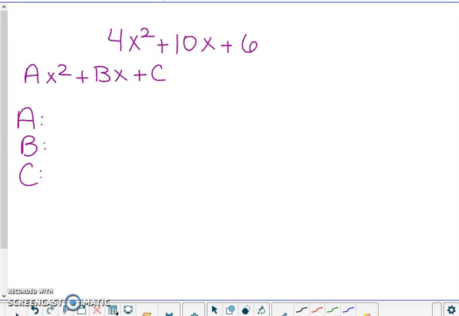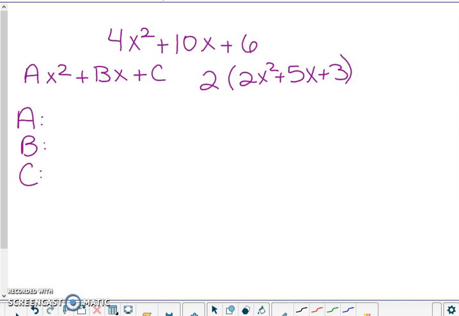So now what we're going to do is use a method called slide and divide, or what some people call bottoms up. So what I'm going to do first this time is I'm going to go ahead and factor out that 2. So let's go ahead and put 2 times 2x squared plus 5x plus 3. And now we're going to use this trinomial to make our slide and divide.